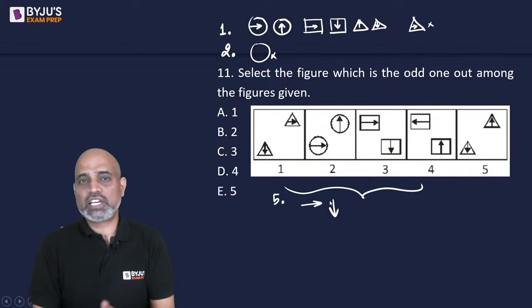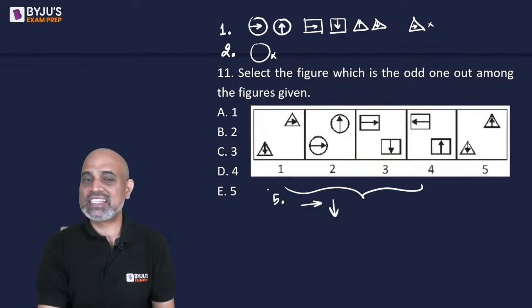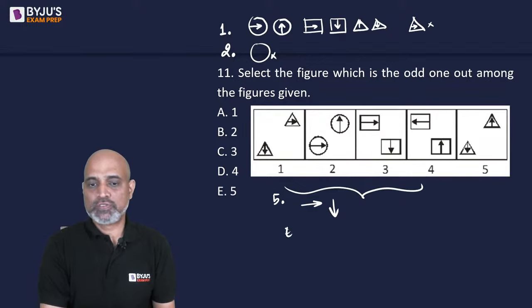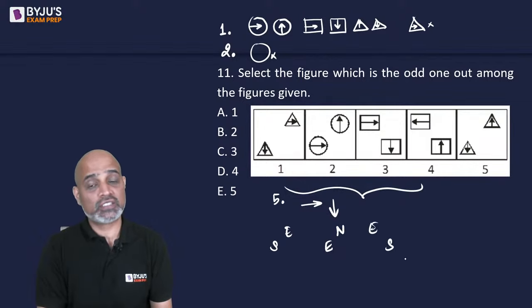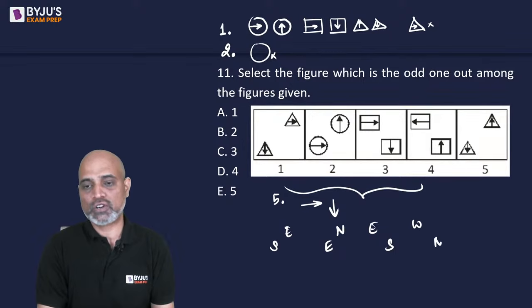See, the arrows, they do not have some specific direction, right? It's moving east and south in the first one. It's moving north and east in the second figure. It's moving east and south in the third figure. It's moving west and north in the fourth figure, and it's moving north and south in the fifth figure.